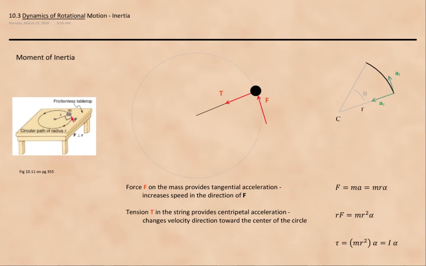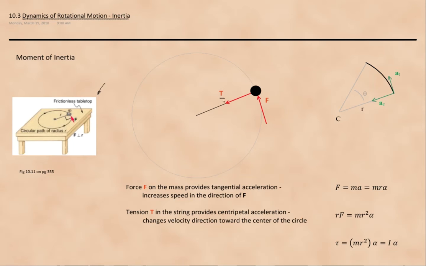Section 3 of Chapter 10, Dynamics of Rotational Motion, Moments of Inertia. Let's return to the example of a mass attached to a spring and traveling around a circle on a frictionless table, shown in Figure 10.11 here. In addition to gravity and the normal force from the table, which are not drawn in the picture, there are two other forces on the mass.